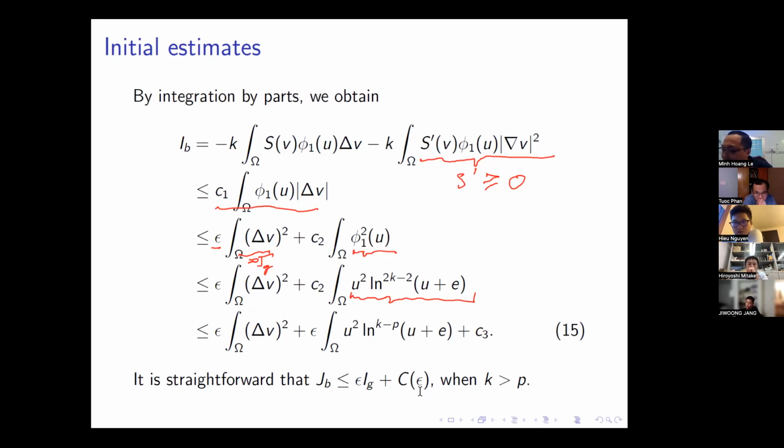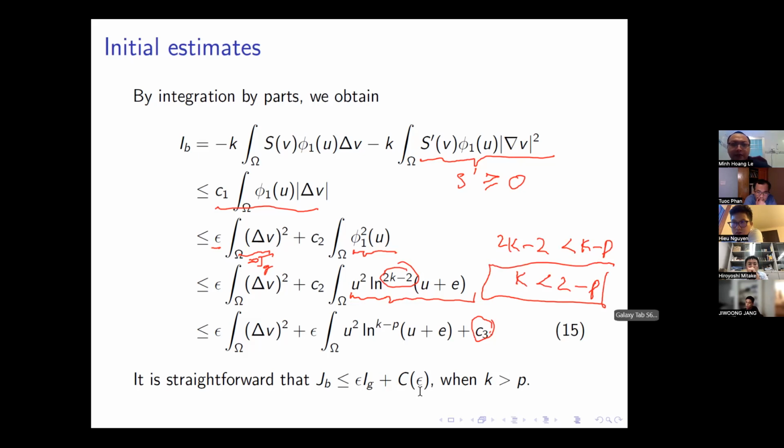So remember, we pay attention to the last inequality. We do require 2k minus 2 less than k minus p. Right. So if the power here is smaller than the power, then we can choose any epsilon. We can choose C epsilon here, such that this following inequality is satisfied. So because of this inequality, then we have k less than 2 minus p. So we require k less than 2 minus p for that reason. And later on, we show, so this is the difficult part. So that's why I show the argument here.